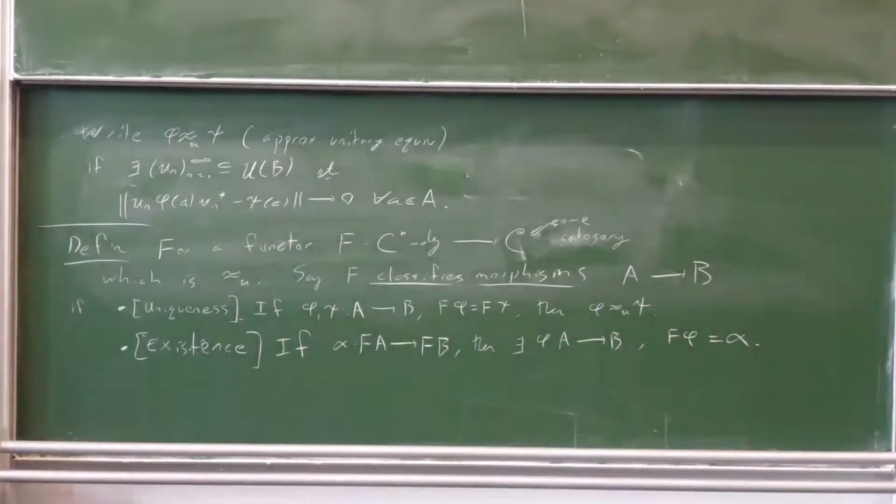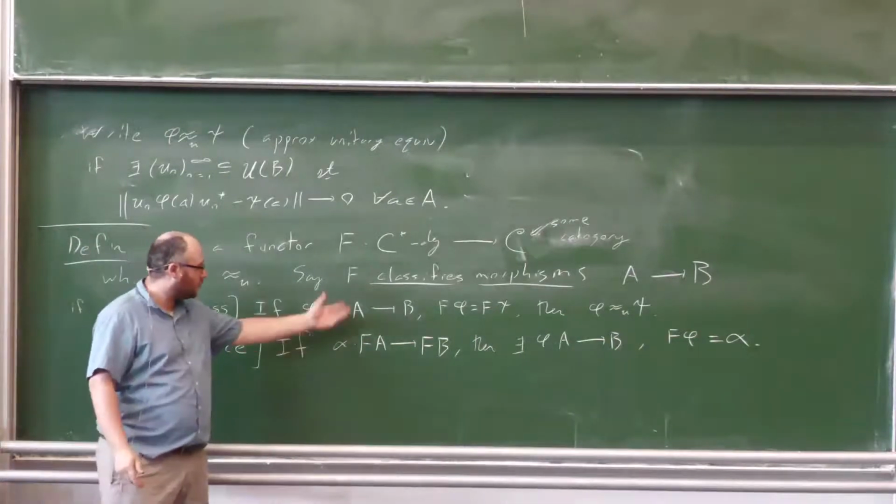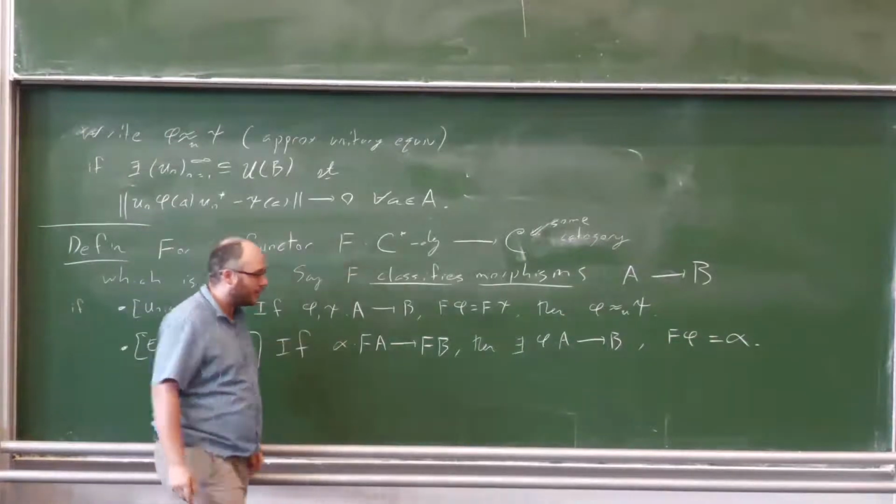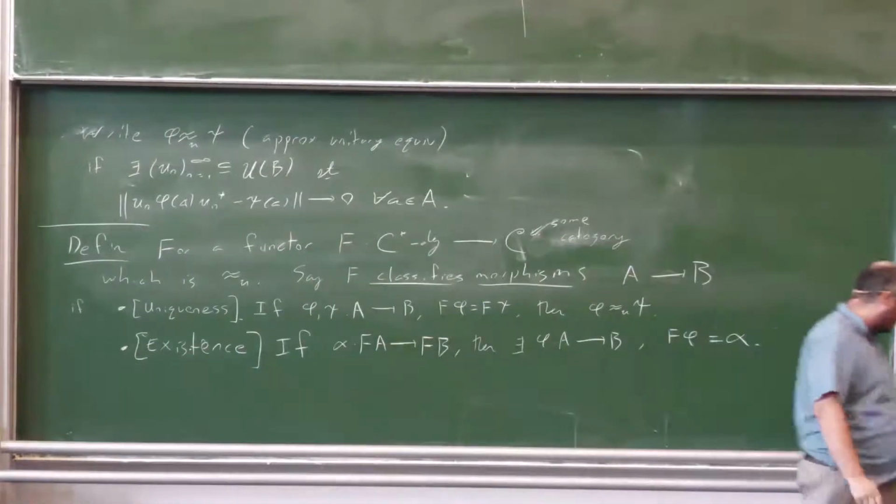So you have a way of systematically building maps and deciding when they're equivalent, assuming you understand whatever the functor is, likely K-theory or something related to K-theory.